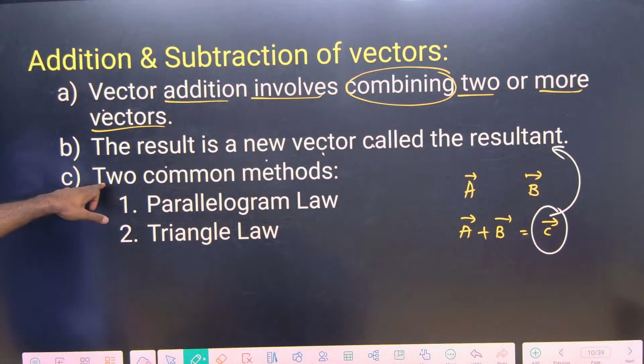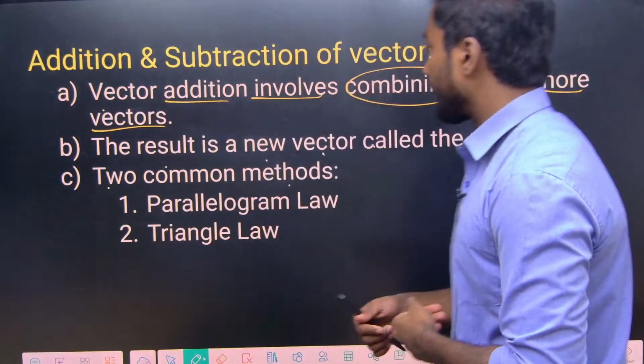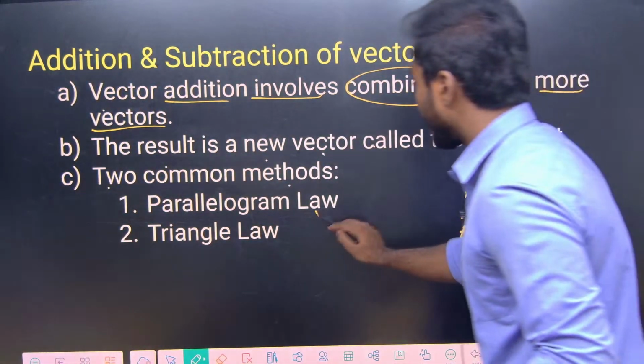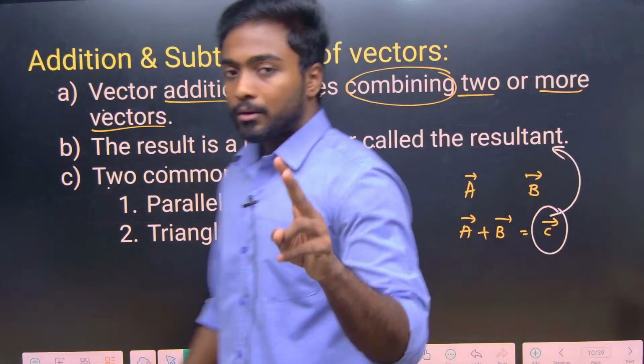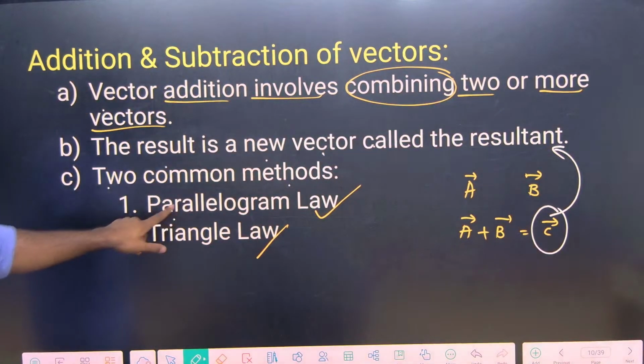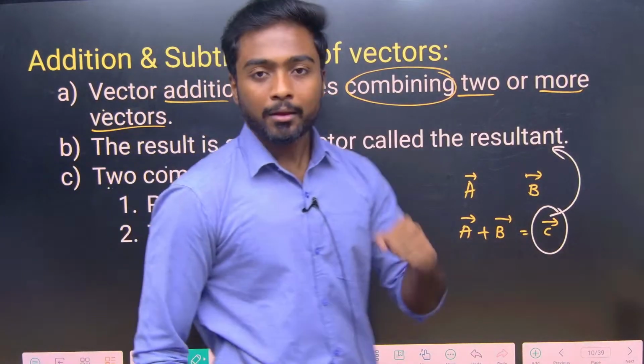Two common methods to combine these vectors are the parallelogram law and the triangle law. So there are two laws, the parallelogram law and the triangle law. We will talk about these laws in the upcoming classes.